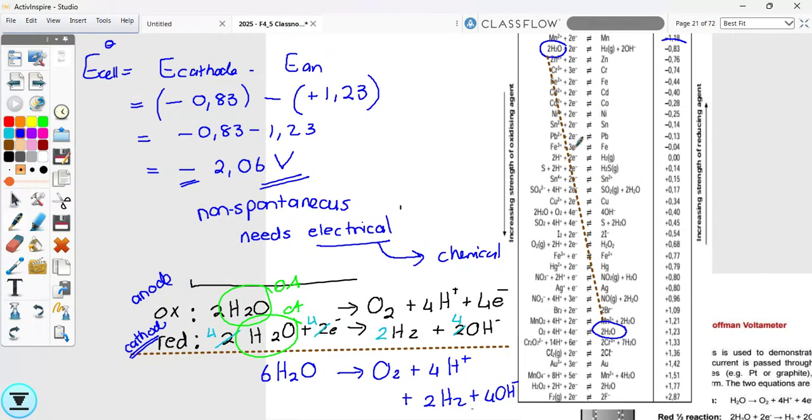The quick way of doing this is if you look at the slope of this line, it gives you a negative gradient. Because it's a negative gradient, it's going to give you a negative answer, because it's a negative value minus a positive value, which means it's always going to give a negative answer. So if you quickly draw a line between them and you get a negative slope, it shows you that it's non-spontaneous.